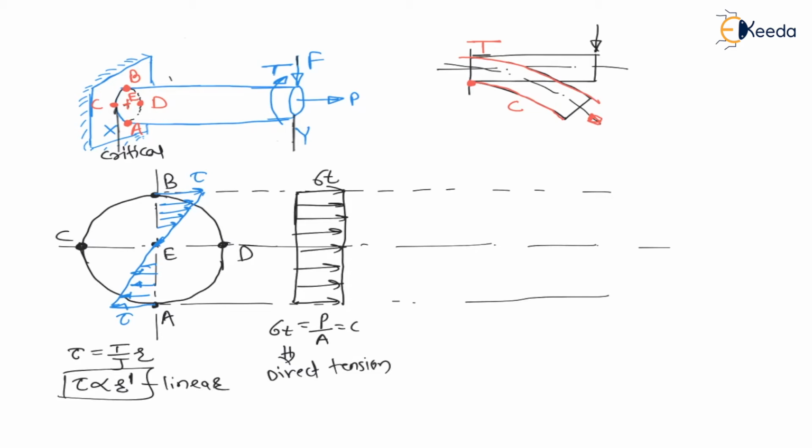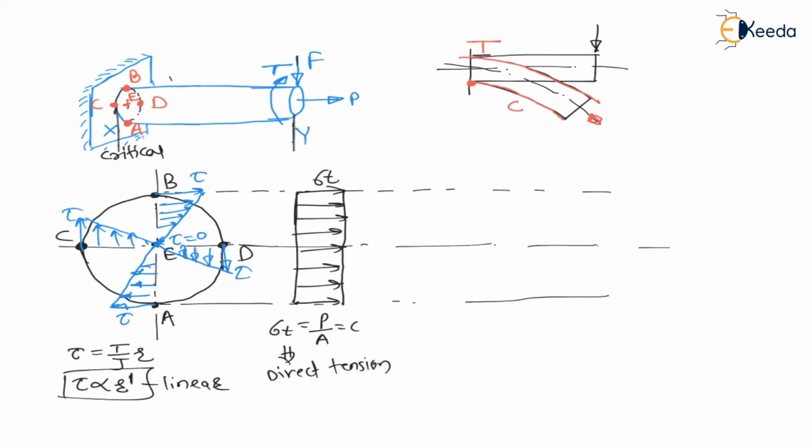Now at D again, if I go outside towards D, the torsional shear stress goes on increasing linearly, a linear variation, and becomes maximum at a point on the circumference. Therefore, for torsion, the circumference is subjected to maximum torsional shear stress, and at point E the torsional shear stress is 0. This is the torsional shear stress distribution.